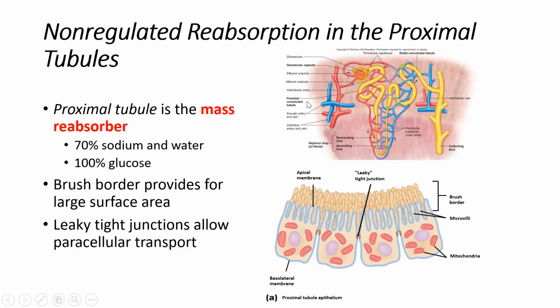Oh, okay. So we introduced this idea the last time, and we said that the proximal tubule is the mass reabsorber. There's 70% of sodium and water being reabsorbed here, 100% of glucose being reabsorbed, and we want to make sure that we understand that this is unregulated reabsorption. So as much as it's coming through, it's as much as it is being absorbed.